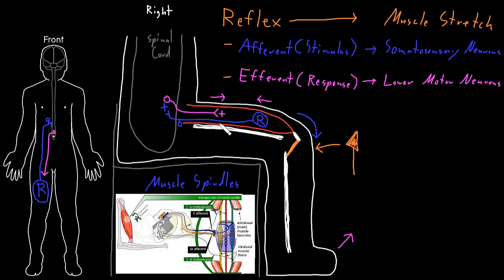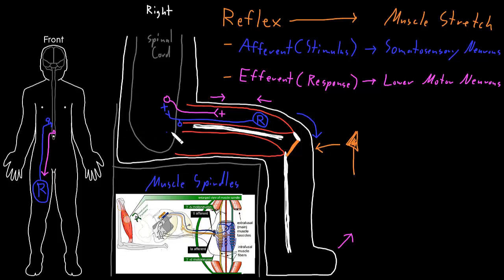Now, this is all you need for the muscle stretch reflex, but there is another part to it that isn't necessary but does add something, because it turns out that while this muscle is contracting in response to the stretch, the muscle on the opposite side, in this example, the muscle on the back of the thigh, that bends the knee when it contracts, actually relaxes. So while the muscle on the front of the thigh is contracting, the muscle on the back is relaxing.